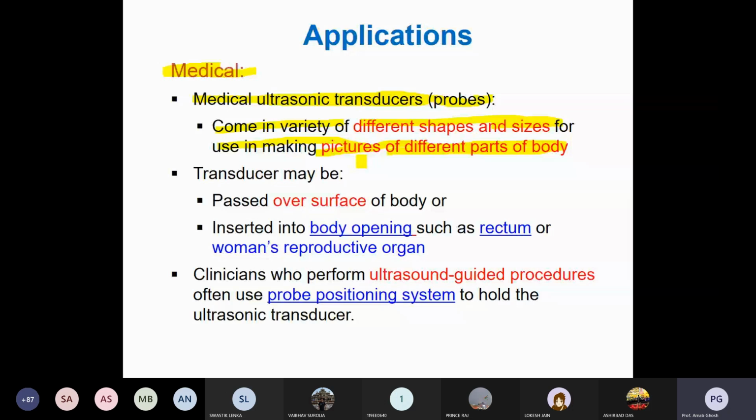The transducer may be passed over the surface of the body, or inserted into body openings such as the rectum or the woman's reproductive organs. Clinicians perform ultrasound guided procedures using the probe of the sensing system that holds the ultrasound transducer. The sound wave source and the transducer are both present on the probe, at the portion you want to be scanned.